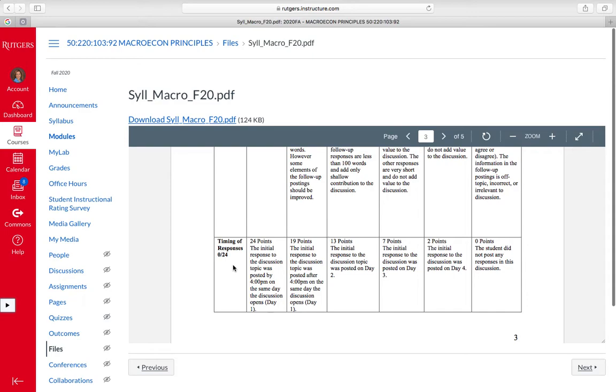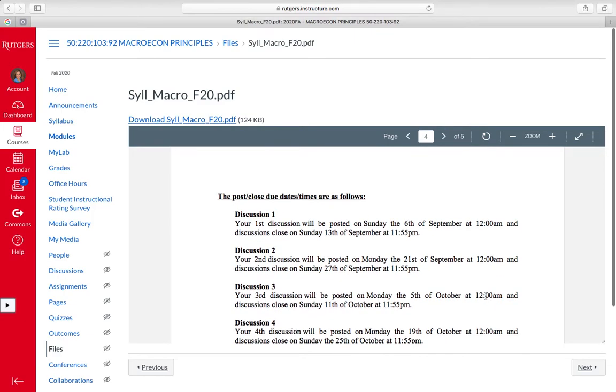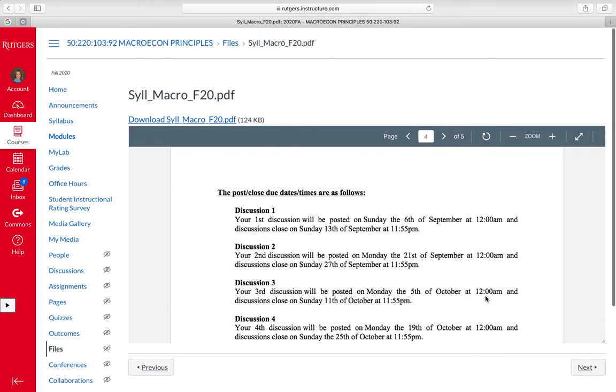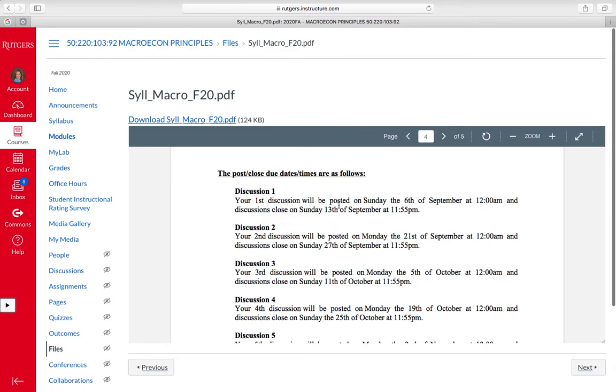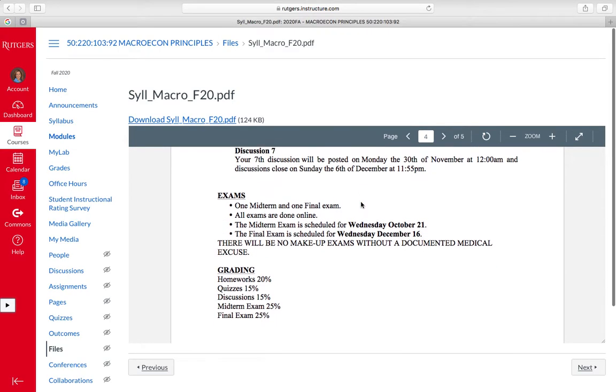So don't wait until the very last day to post your response, because this would mean 2 points instead of 24 if you just responded right away or on the same day when the discussion opens, which is day 1. Of course, if you don't respond at all, then this is just 0 points. Again, to make your life easy, I made it clear here when each discussion opens and when it closes. So we have 7 of these.